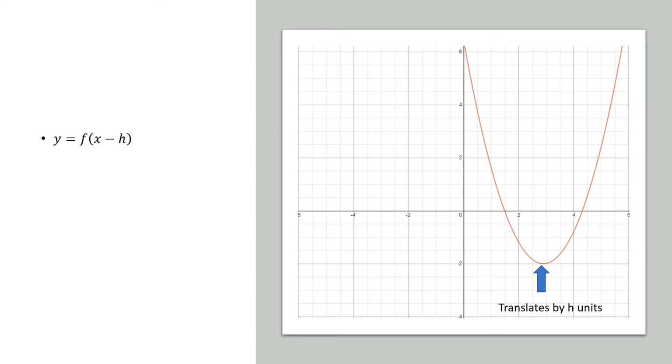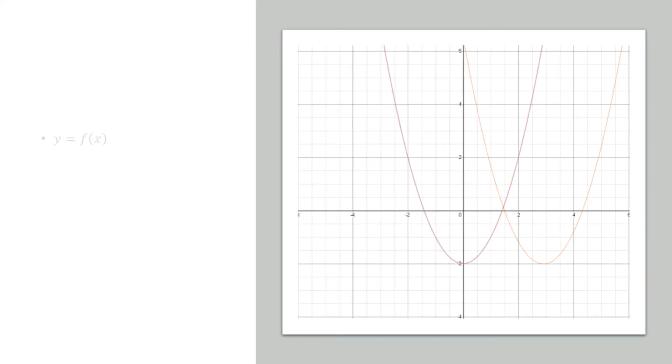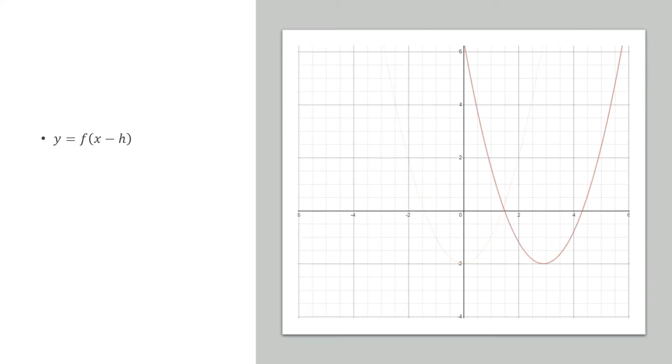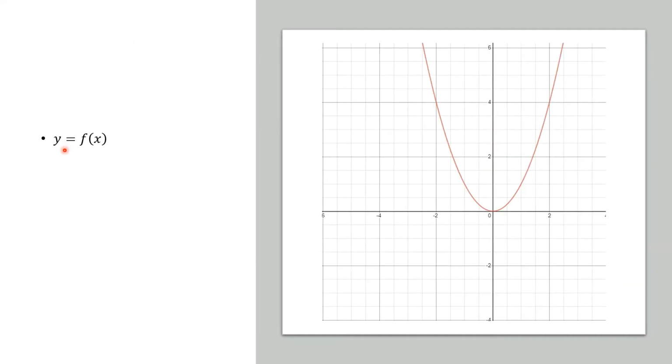Let's recap. This is the graph of f of x, and this is the graph of y is equal to f of x minus h. You can see the horizontal translation applied to the graph. Okay, stop. Now let's do the same thing again, but this time, instead of doing y is equal to f of x minus h, let us add a constant k to the value of f of x.